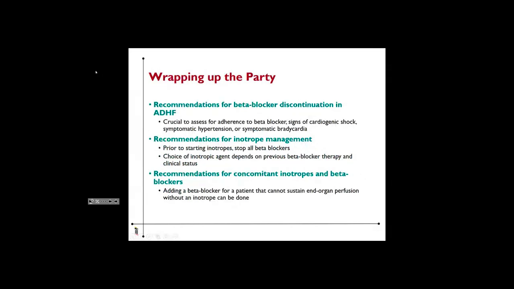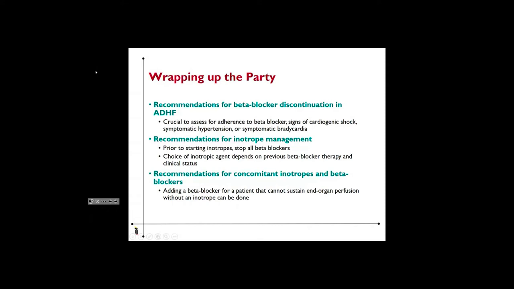So just wrapping up, these are some of my recommendations from all of this. For beta blocker discontinuation in acute decompensated heart failure, it is very crucial to assess for adherence to beta blocker therapy, so I can't stress enough a good med rec. Assess for signs of any cardiogenic shock, symptomatic hypertension, and symptomatic bradycardia. Barring none of these things being an issue, we should continue our beta blockers.